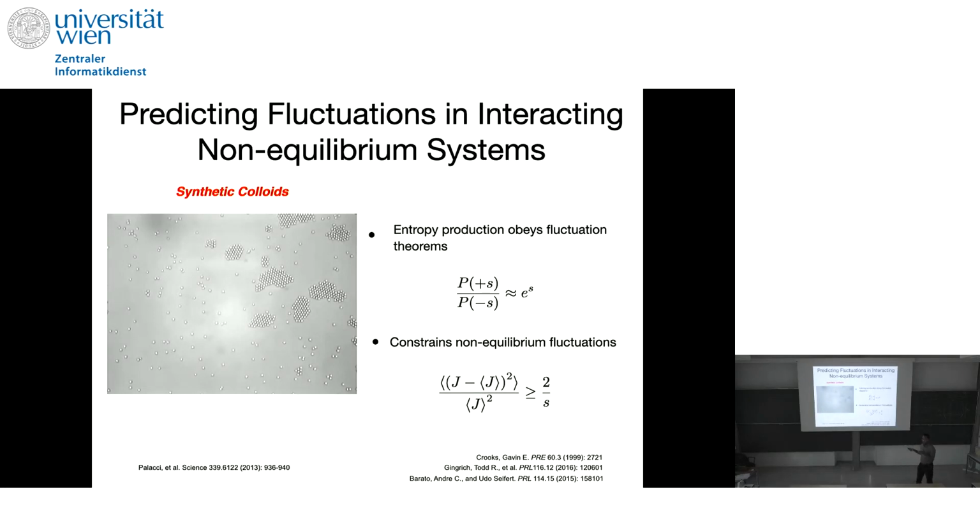S is like the average, so here S is like a value of the entropy production of the system. Yeah, it should be, so this would be average. This one would be average. Yeah, I should have put average there.